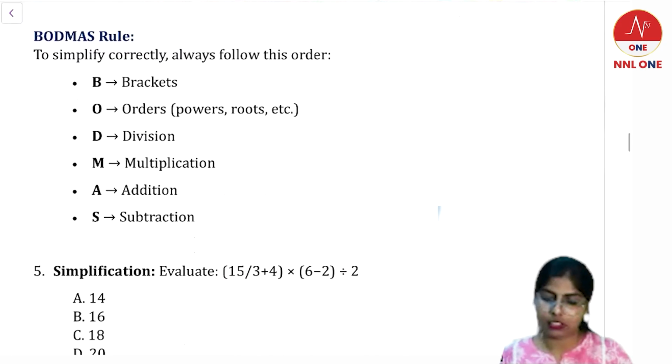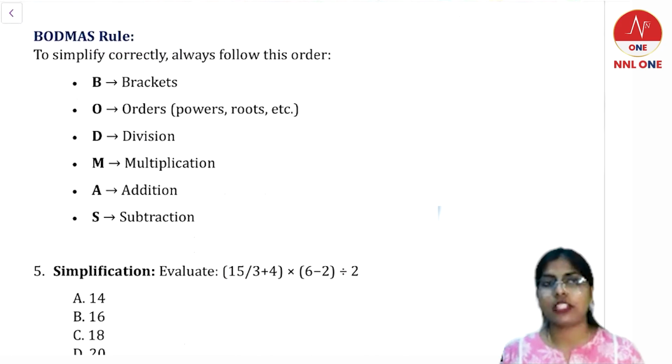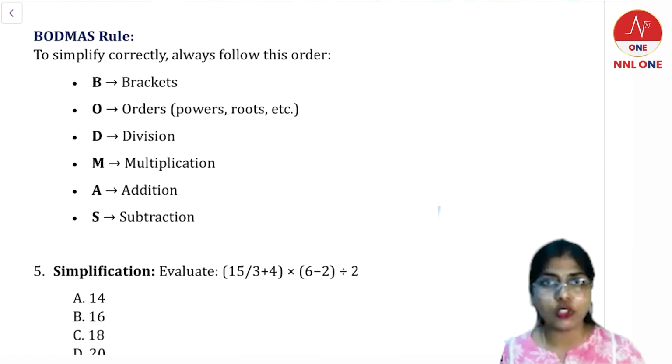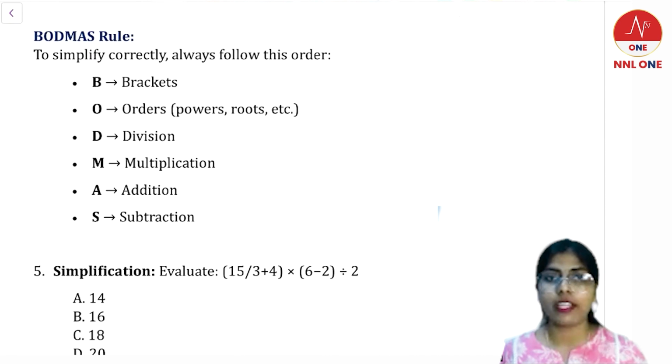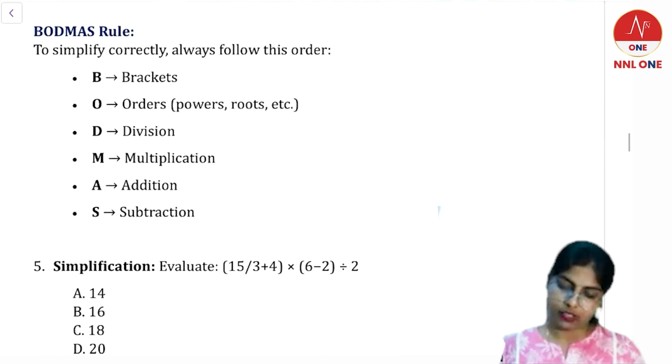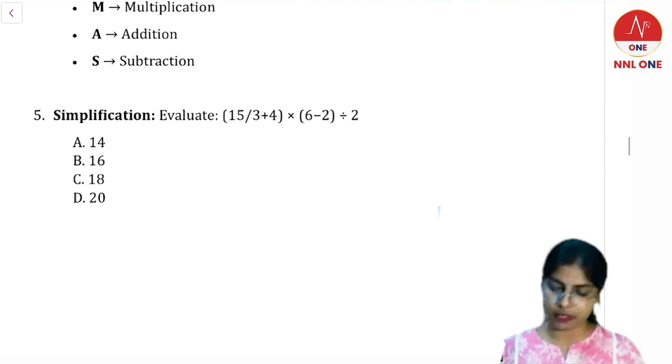Next. In your competitive examinations, while solving simplification problems, you have to keep in mind that you have to follow the order, which is BODMAS. Only after knowing the BODMAS rule can you apply it correctly and evaluate the correct answer. So to simplify correctly, always follow this order. While solving, first solve the brackets, then orders, powers, roots, etc., then division, then multiplication, then addition, and then subtraction. With this, we'll solve some 3 to 4 problems and see.